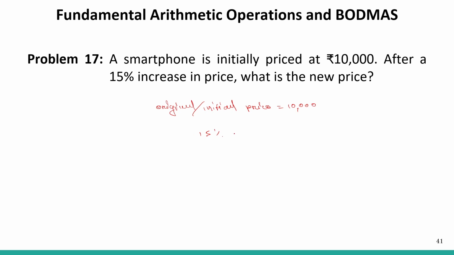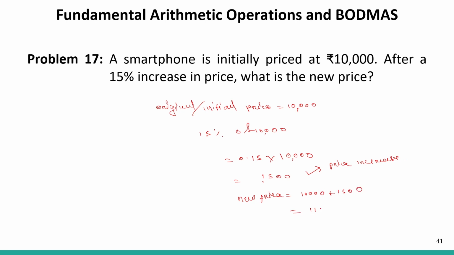So 15% of 10,000 is equal to 0.15 into 10,000. So this is nothing but 1500. Okay, so this is the price increase. So initial price was 10,000, increase in price was 1500. So the new price is equal to 10,000 plus 1500. So this is nothing but 11,500 rupees. So the new price of the smartphone will be 11,500 rupees.